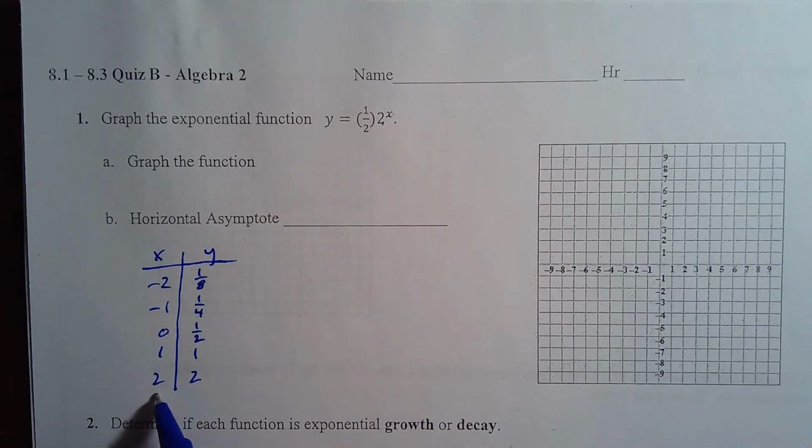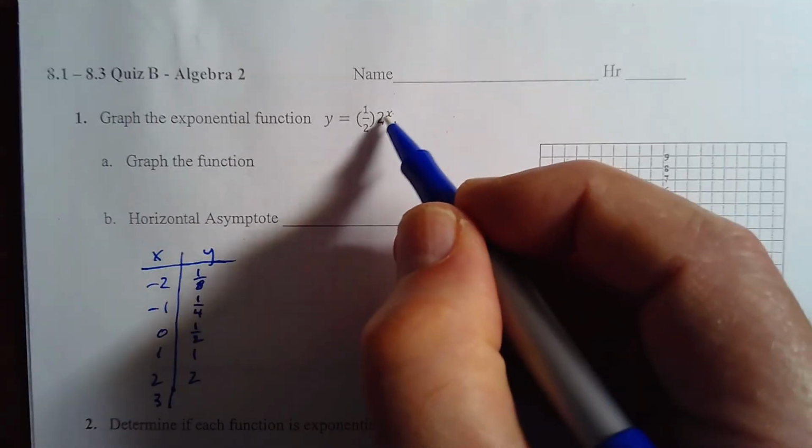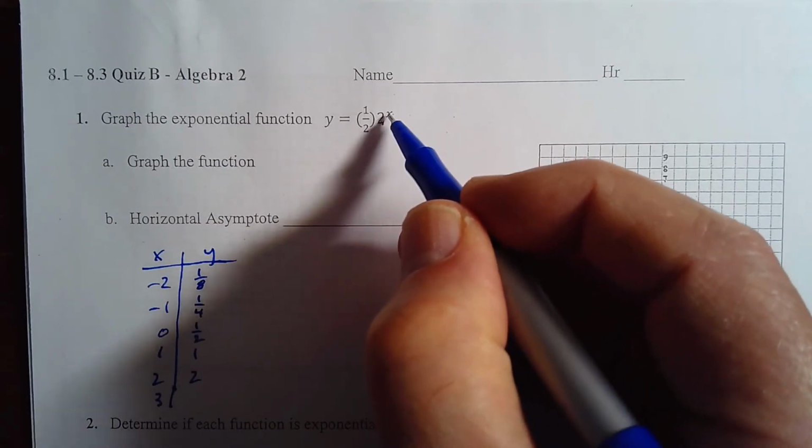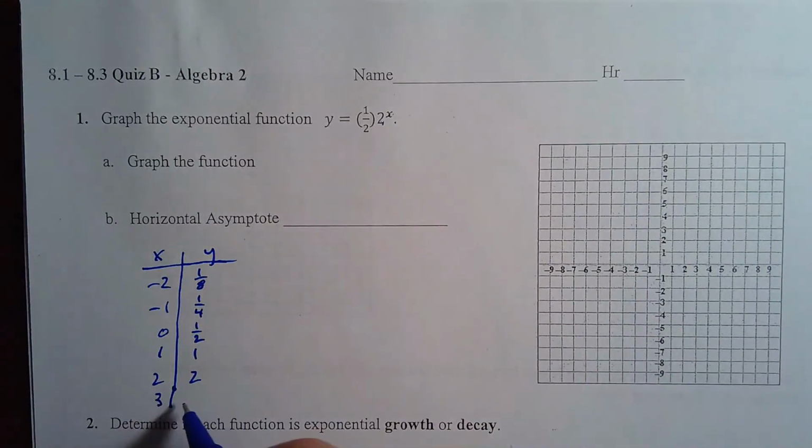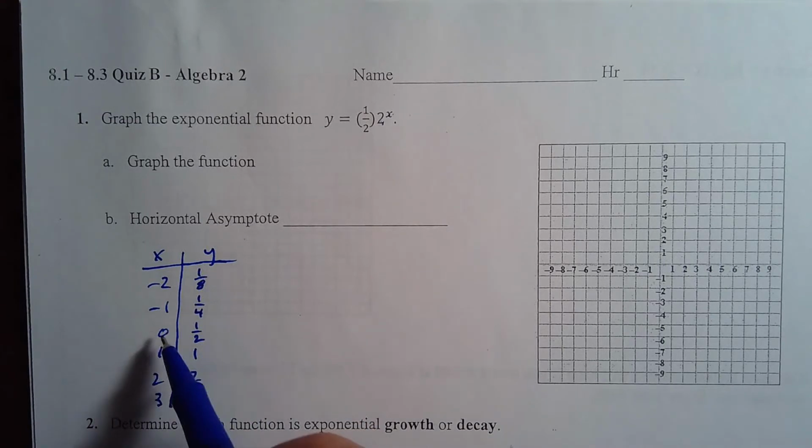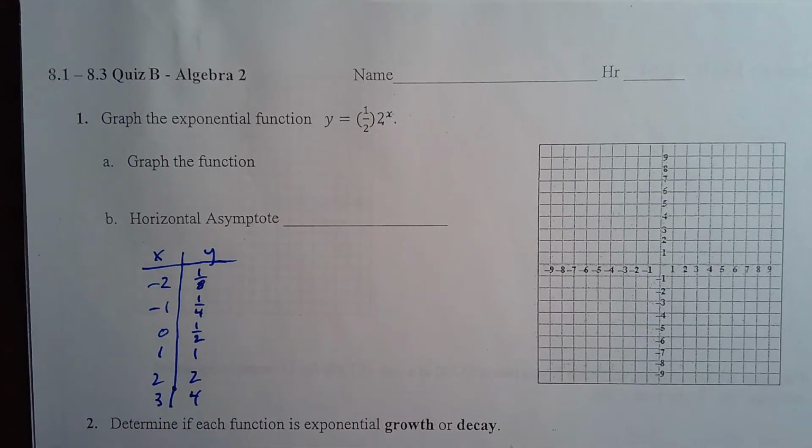It looks like maybe even 3 would be a good one to choose here, just so we can get that curve a little more accurate. So if I put a 3 in here, I get 2 to the third. That's 8. Half of 8 is 4. So those, or I shouldn't say 4, those 6 ordered pairs, that should get us a pretty good looking curve.